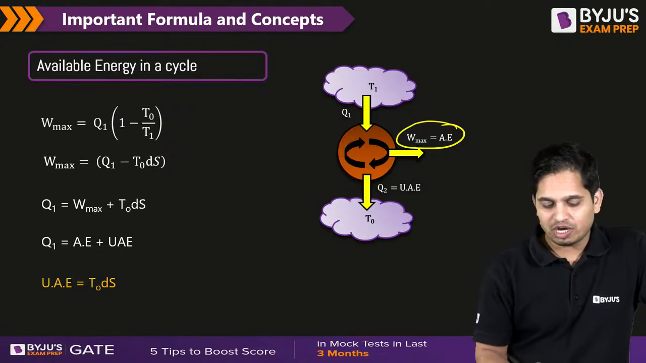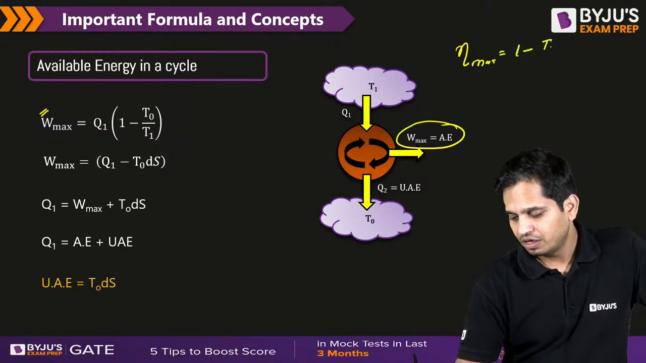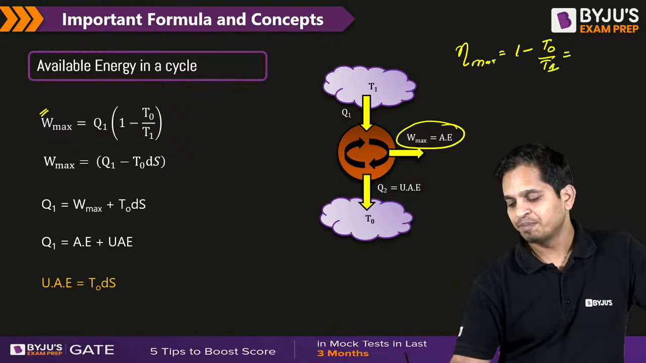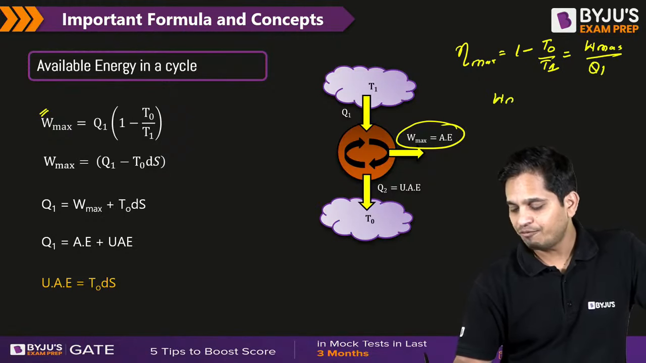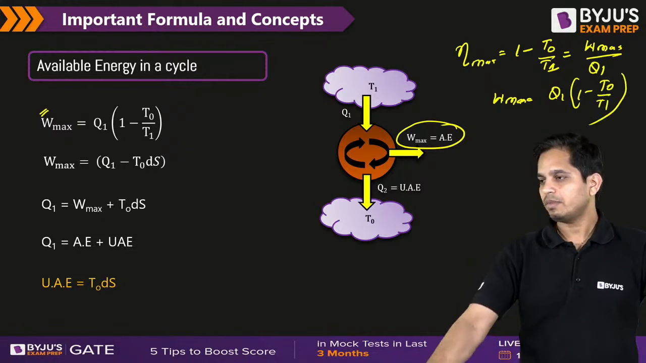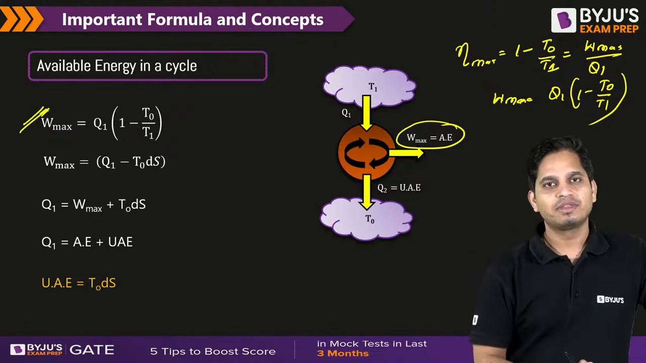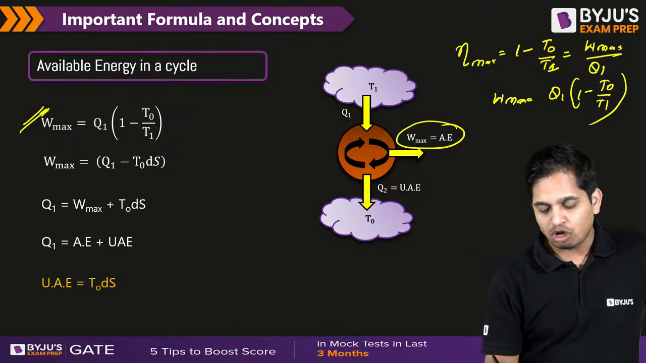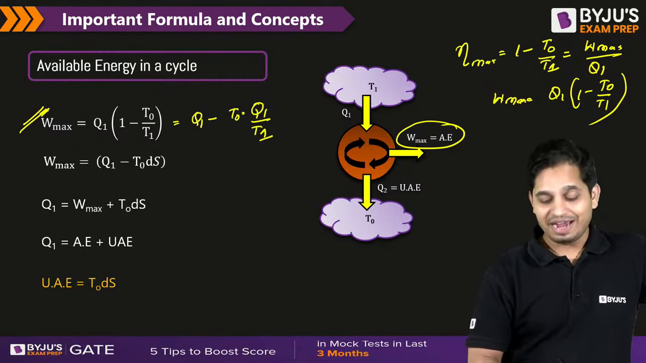In a reversible cycle. Okay, so maximum efficiency is how much? 1 minus T naught by T1. This is maximum efficiency. It is also equal to W max upon heat transfer. So from here I can calculate W max is equals to Q1 times (1 minus T naught by T1). Okay? So this is your W max. This is the maximum available work that is there.